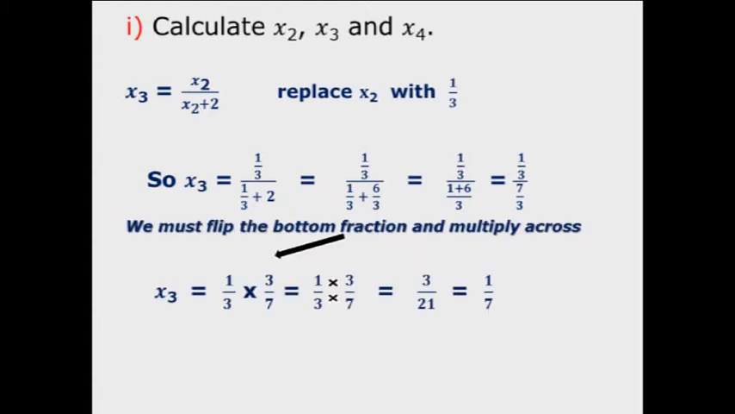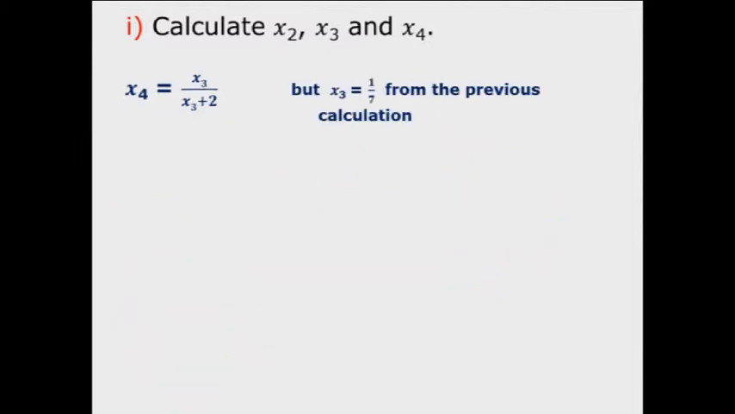Now we must divide the fraction, and through this we simply flip the bottom and multiply. So as you can see it changes to 1 over 3 times 3 over 7, top by top, bottom by bottom. 1 times 3 is 3, and 3 times 7 is 21, which reduces to 1 over 7.